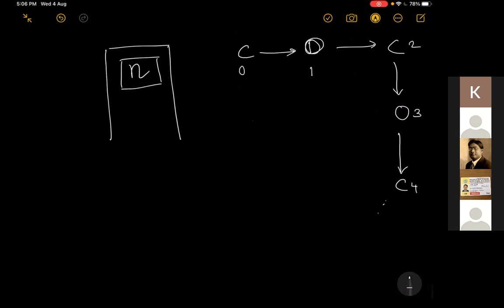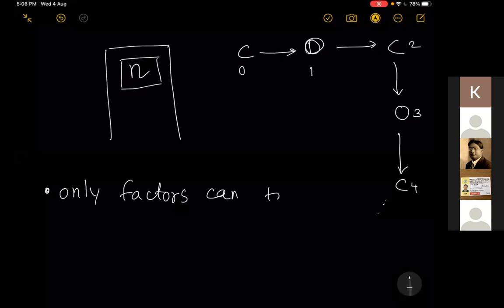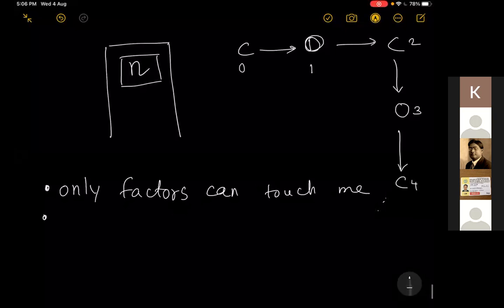So what decides how many times I will be touched? Who can touch me? First of all, say who can touch me. My factors. Only my factors are allowed to touch me. That is point number 1. Only factors can touch me. So we need to find all the factors of all the doors. Wait, we don't need to find factors.